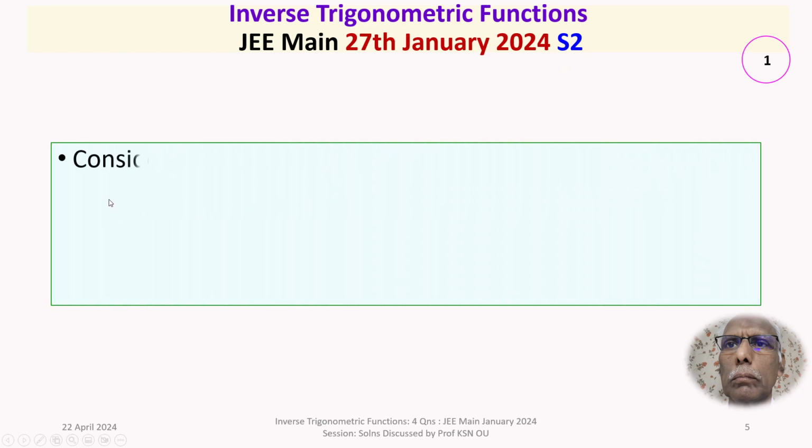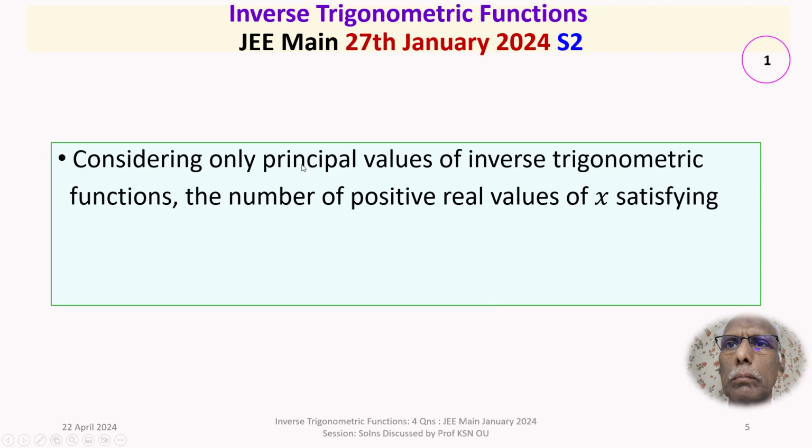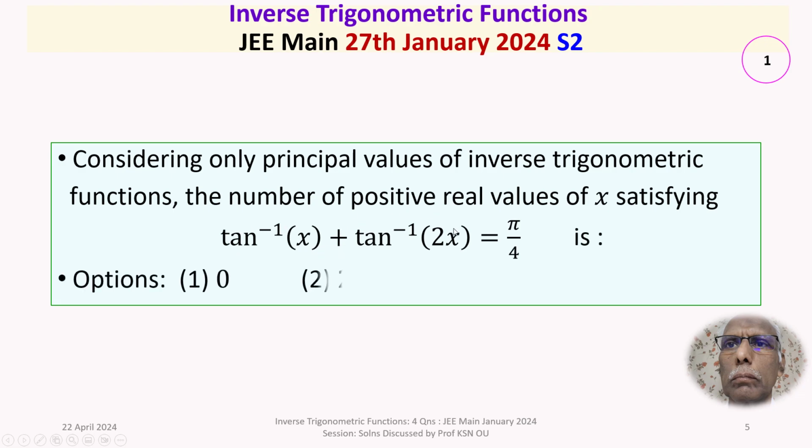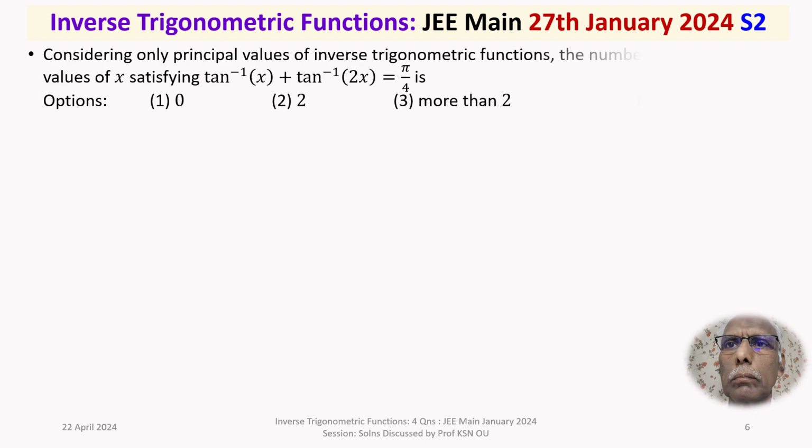second shift. The given question is, considering only principal values of inverse trigonometric functions, the number of positive real values of x satisfying tan inverse x plus tan inverse 2x is equal to pi by 4 is. We have to find the number of positive real values of x satisfying this trigonometric equation from the given 4 options. Let's now discuss the solution of the problem in detail.